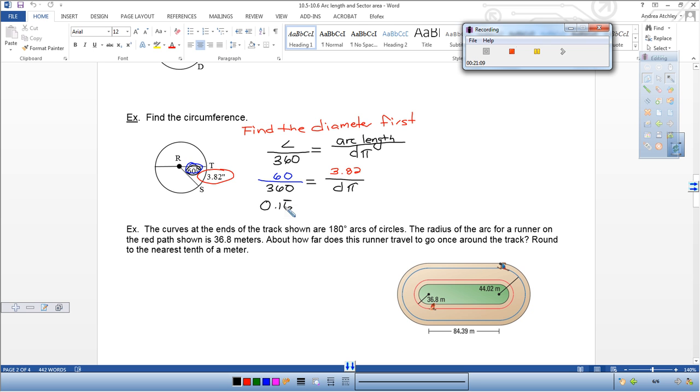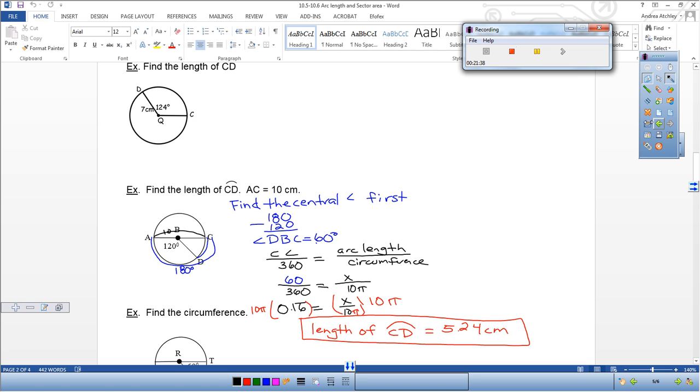So they're asking us to find, because they gave you the arc length of ST. And the other one, they didn't ask you for the arc length of AD. They asked you for the arc length of DC, so you need their central angle. Does that make sense?